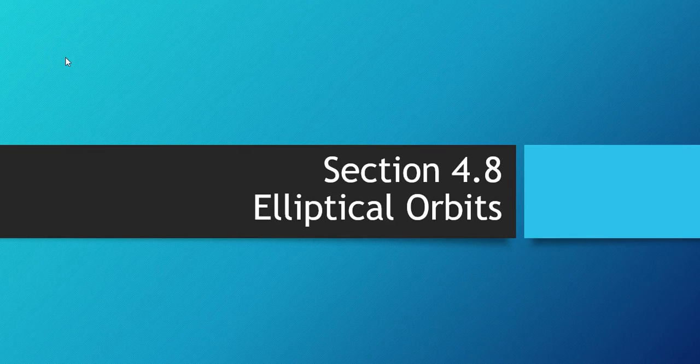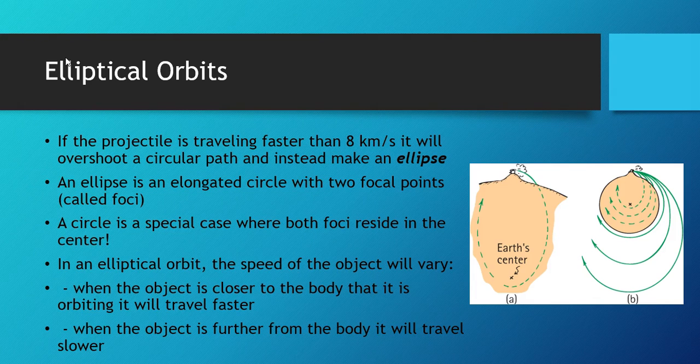Section 4.8, Elliptical Orbits. So if you're traveling at 8 kilometers per second, the Earth falls out from under you at essentially 5 meters every second, and you will orbit the Earth in a circle. Now, if you were traveling faster than 8 kilometers per second, then you will overshoot a circular path, and instead of making a circle, you'll make an ellipse.